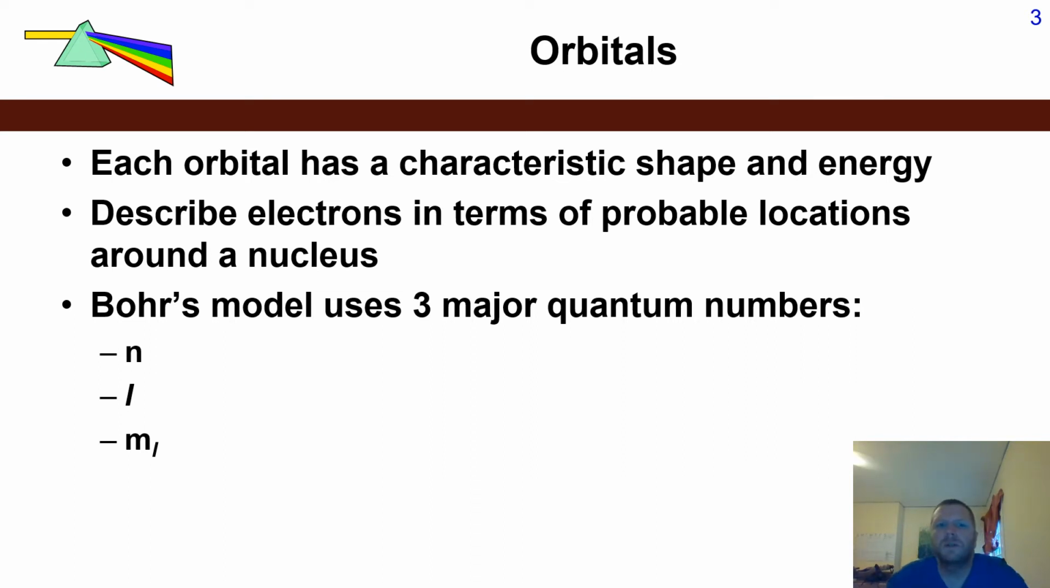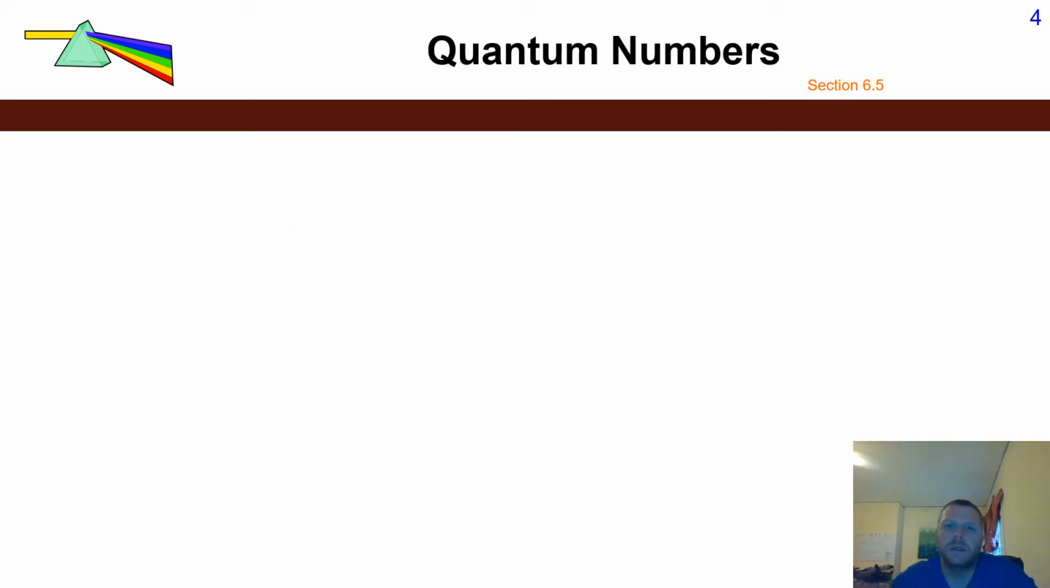Your first three quantum numbers are n, l, m sub l. There's a fourth quantum number, and that's m sub s, the magnetic spin quantum number. We'll talk about that a little bit. But these first three are maybe the most important ones in terms of identifying where an electron is.